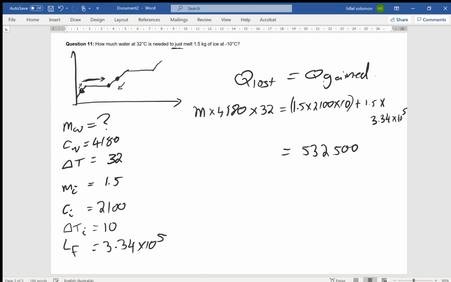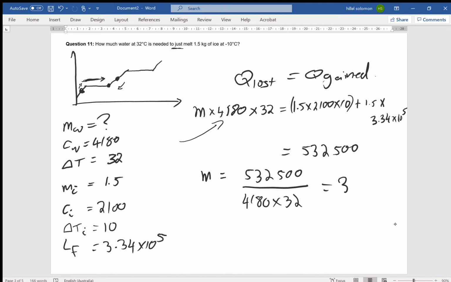So that means that the right-hand side equals 532,500. It means that I'm going to rearrange this equation to get m equals 532,500 divided by this stuff that was on the same side as m before. So divided by 4180 times 32. And when I calculate that, I get that my m is 3.98. So that gives me a mass of 3.98 kilograms. That is how much water is needed to melt 1.5 kilos of ice. Cool, moving on.